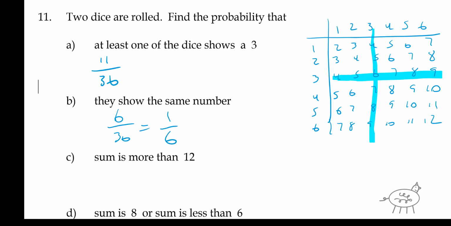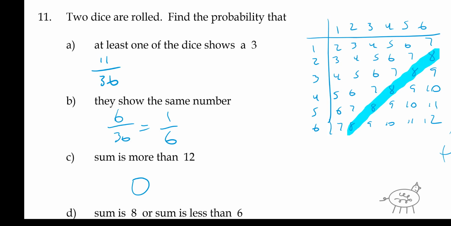The sum is more than 12. Impossible. So 0. The sum is 8, or the sum is less than 6. So if its sum is 8, let me get rid of these guys here. Okay, so let me highlight that. Sum is 8. Okay, or the sum is less than 6.